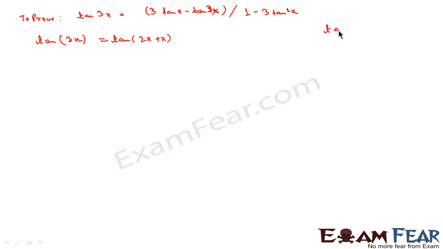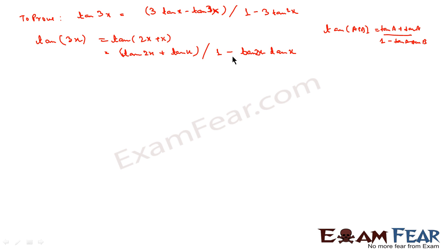So we know that tan of a plus b is nothing but tan of a plus tan of b by 1 minus tan of a into tan of b. Similarly, we'll use the same formula here. So this will become tan of 2x plus tan of x by 1 minus tan of 2x into tan of x. Now again, we'll use the same formula here. We'll again break tan 2x as tan of x plus x.